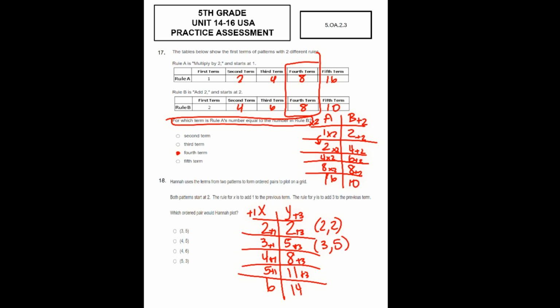The second one would be 3, 5. This one would be 4, 8. This one would be 5, 11. This one would be 6, 14. Okay, let's see if we have any of these that we can bubble in. I see 3, 5. I don't see 4, 5. I don't see 4, 6. I don't see 5, 3. So the only thing is 3, 5. And that would be an ordered pair that Hannah would plot based off her information.